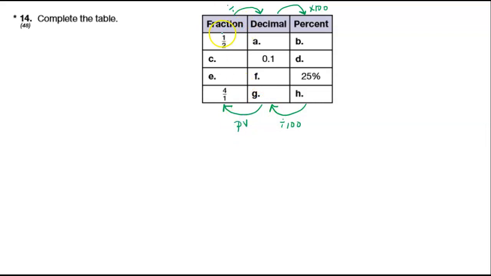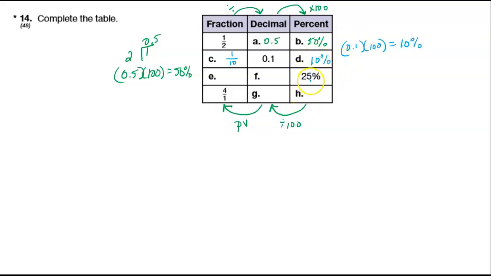All right, so fraction to decimal, 1/2. 1 divided by 2 is going to give me 0.5. And then 0.5 times 100 is going to give me 50%. Okay, let me change colors. Here I have 1/10. So when I say the place value, 1/10, or if I do 0.1 times 100, that's going to give me 10%.